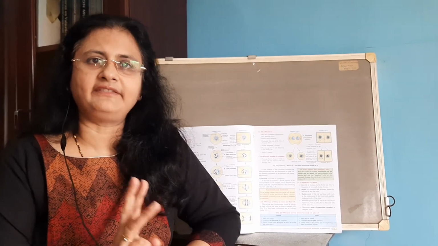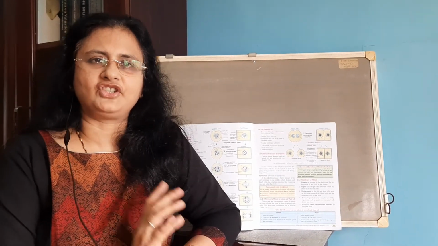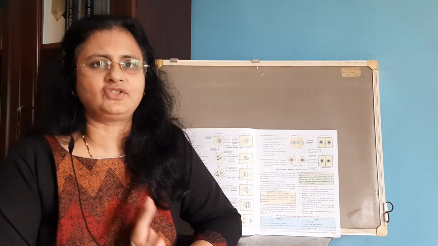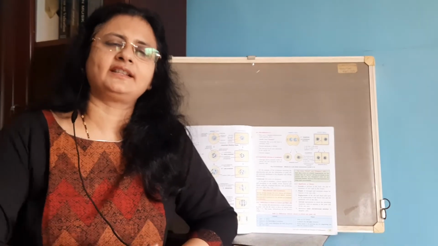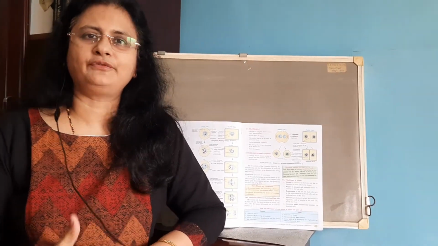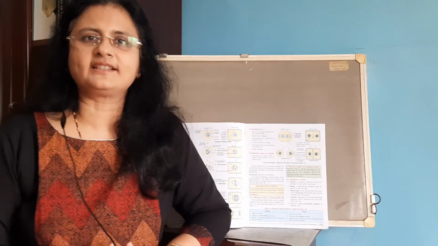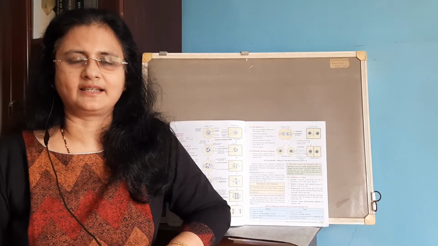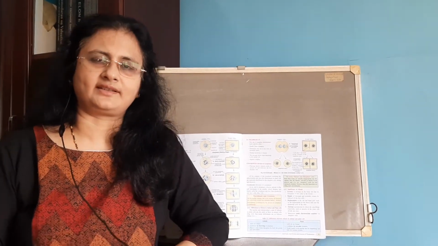Now it is further divided into 3 phases: the G1 phase, the first growth phase, the S phase, the synthesis phase, and the G2 phase. In the first growth phase, the RNA and proteins which are required for the process of cell division will be produced, and in the synthesis phase the DNA duplication takes place, and again in the second growth phase further RNA and proteins will be synthesized. Why? Because this process of cell division is highly complex and requires a lot of proteins.